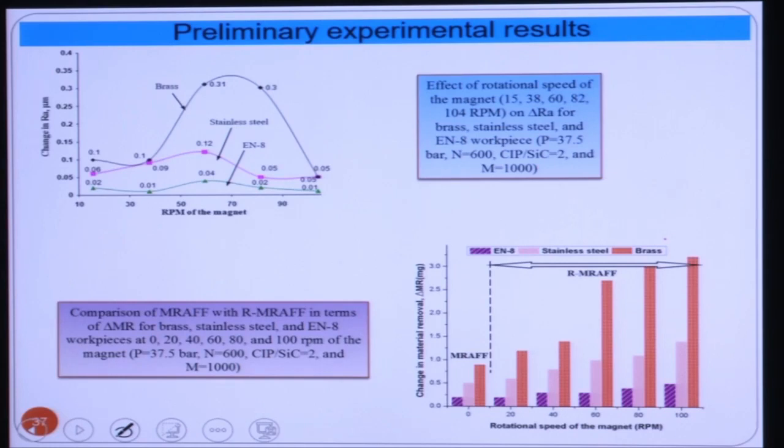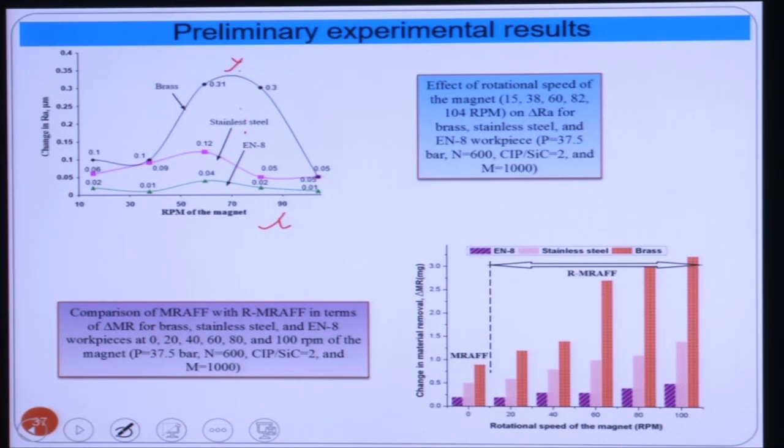So this is the effect of rotational speed of this magnet. We can see that with increasing rotational speed of the magnet, the change in RA, meaning initial RA minus final RA, increases, and it reaches a certain value for all three materials. The point where it reaches gives the optimum RPM of the magnet, where change in RA is maximum. After that, the change in RA actually reduces.